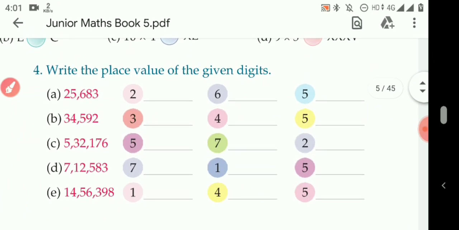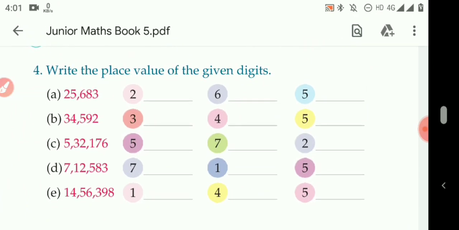In question number 4, write the place value of the given digits. It means you have to write the place value of the digits which are circled here. In A part, 25,683. You have to write the place value of the circled digits 2, 6 and 5. So the place value of 2 will be 20,000 and the place value of 6 will be 600 and the place value of 5 will be 5,000 according to the places arranged in that particular digits. Rest of the questions will be done by you in your homework.